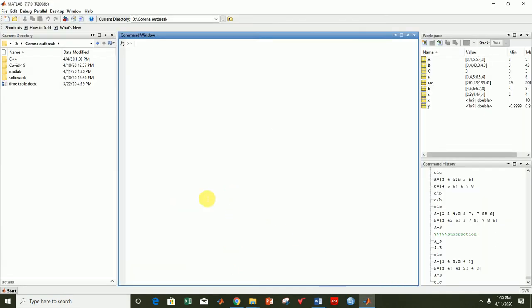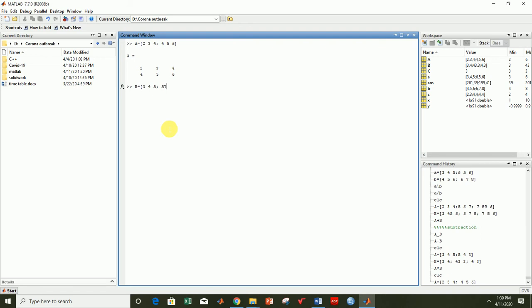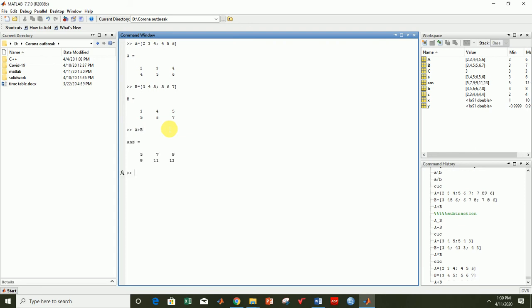So open your Matlab. Let's say I have a matrix A, which is a 2 cross 3 matrix, and I have a B matrix which is 2 cross 3 as well. Now I want to add these two matrices. How am I going to add them? Simply by typing A plus B and pressing enter, and these two matrices will be added. So this is the way you can add any two matrices, right?